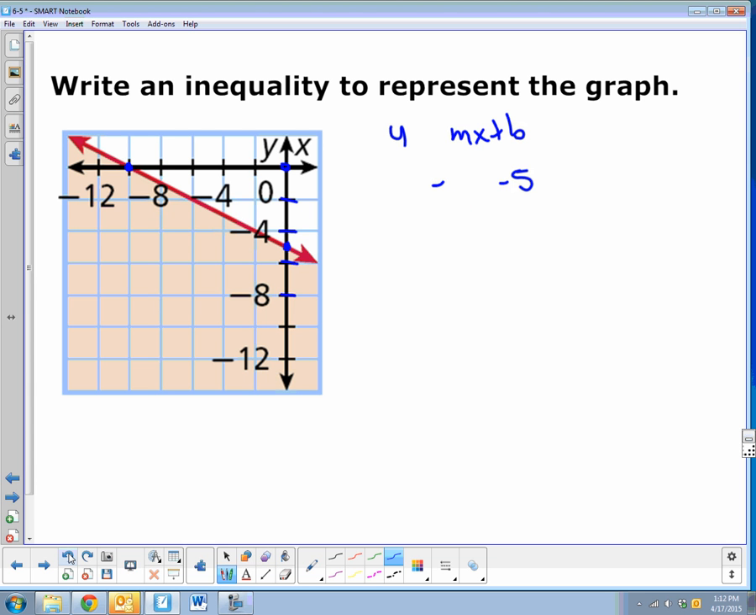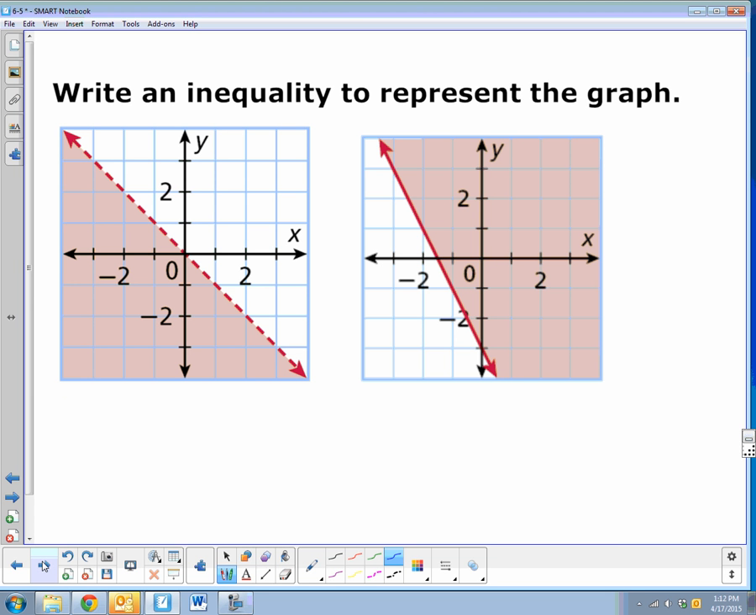I need to figure out, is y greater than or is y less than that line? Well, all the y values down here are below the line, which means that y is going to be less than that line. And since it is a solid graphed line, not a dashed line, y could be equal to that line. So y is less than or equal to that line. We've got our graph and our inequality.